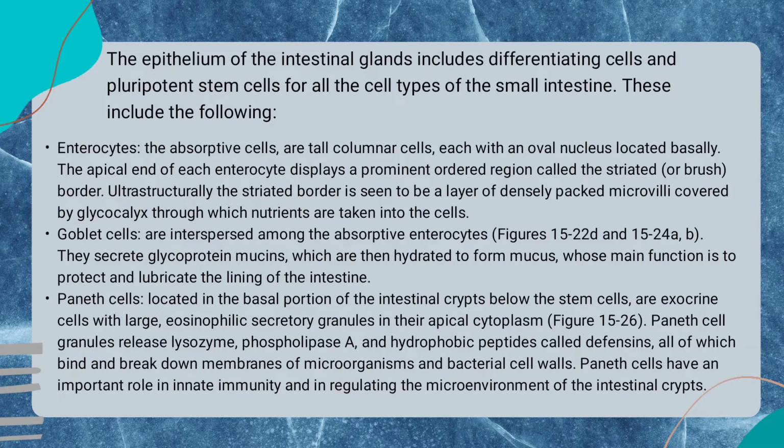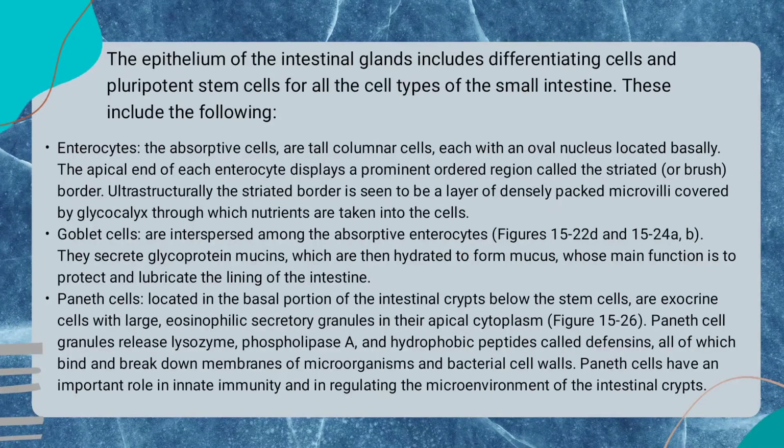Third, we have here the Paneth cells. They are located in the basal portion of the intestinal crypts below the stem cells, and are exocrine cells with large eosinophilic secretory granules in their apical cytoplasm. Paneth cell granules release lysozyme, phospholipase A, and hydrophobic peptides called defensins, all of which bind and break down membranes of microorganisms and bacterial cell walls.